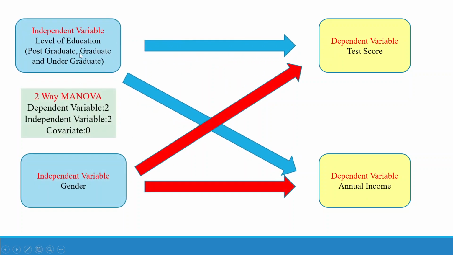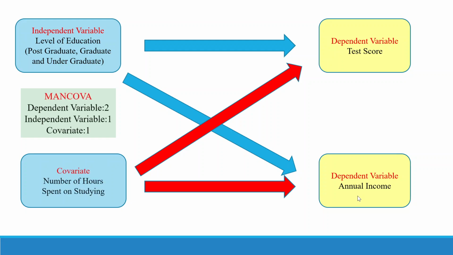Two-way MANOVA. Two dependent variables, two independent variables, and zero covariate. Now the objective is to study the effect of level of education on test score and annual income. The second is to study the effect of gender on test score and annual income.